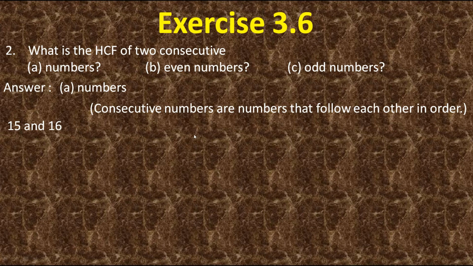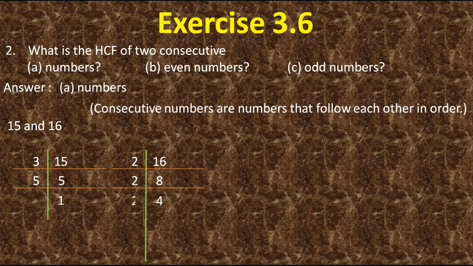Now let's find the HCF of these two numbers. First we will find the prime factorization of 15. So 3 5s are 15 and 5 1s are 5. Now for 16, 2 8s are 16, 2 4s are 8, 2 2s are 4 and 2 1s are 2. So the prime factorization of 15 is 3 into 5, and for 16 it is 2 into 2 into 2 into 2.